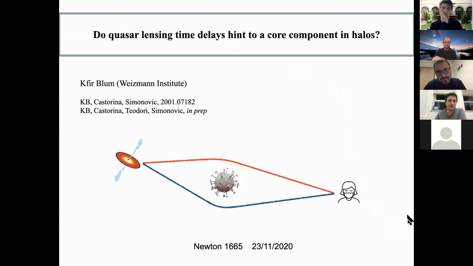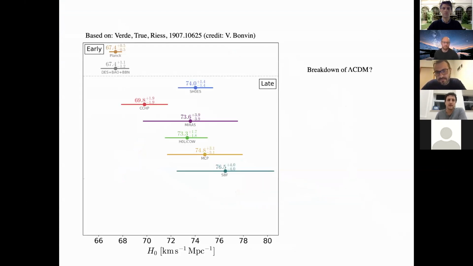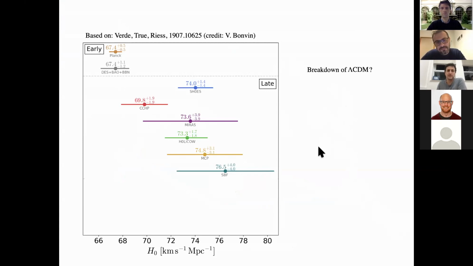So the discussion before was leading exactly to my point of view on this problem. This is work in collaboration with Emanuele Castorina and Marco Simonovic, who were at CERN at the time, and now with my student also, Luca Teodori. So what you saw before is basically this very interesting picture of different measurements of H0, which I take from this paper. And this could be a breakdown of lambda CDM, right? We don't understand lambda CDM. We don't understand what is the lambda and what is the CDM. It could be something very interesting. We just don't know.